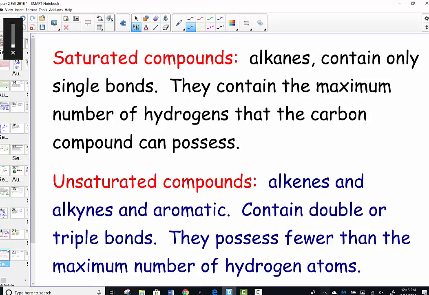I might have sprinkled these words, saturated and unsaturated. Let's just take a moment and tell your neighbor what you think those two words mean. Take a moment and read, and then turn to your neighbor and talk. What does saturated and unsaturated mean?